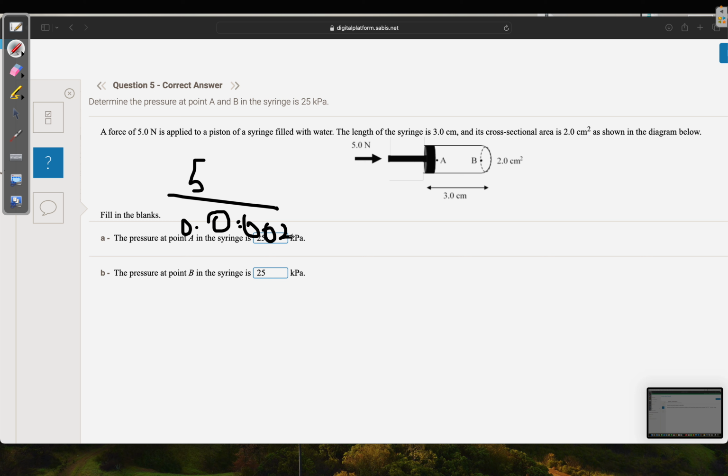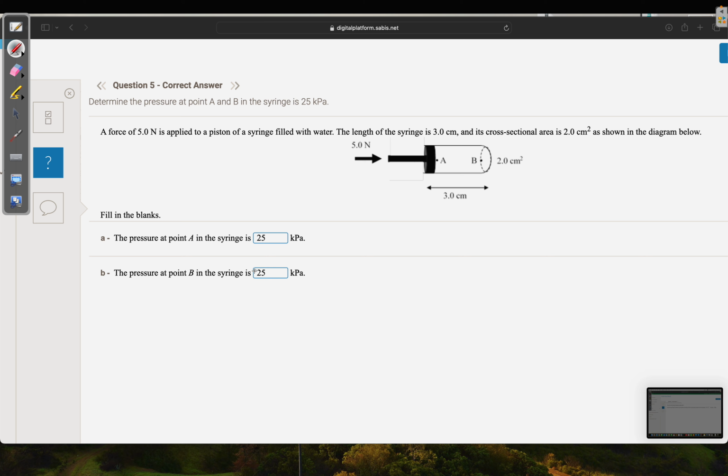0.0002. 5 divided by 0, which will give us 25,000 pascals. And from pascals to kilopascals, we divide by 1,000, which will give us 25.